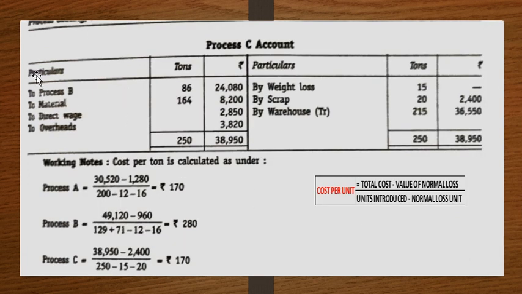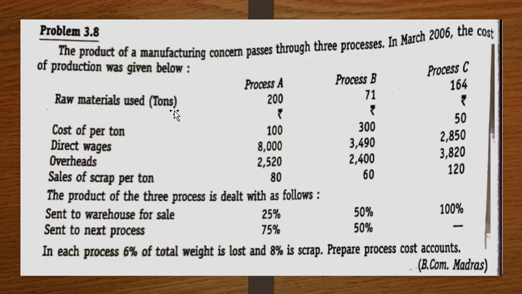In your input column, we will be considering the output of your previous process, which is process B. So from process B, 86 tons at rupees 24,080 from your previous process. Now we will consider all the expenses: materials, direct wages and overheads. The expenses of materials used is 164 tons at rupees 50. So we will be writing 164 into 50, which will give you 8,200.